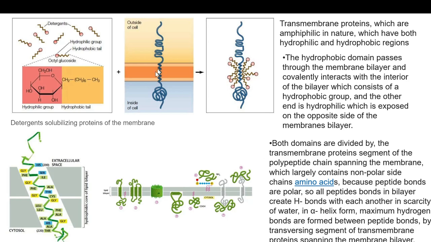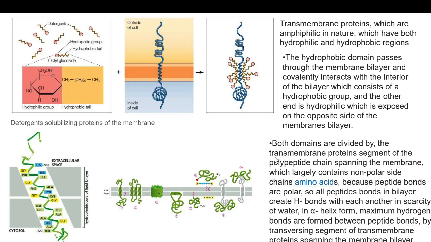These peptide bonds are polar in nature, so they will not be suitable to be present in this lipid bilayer. For that, the peptide bonds form hydrogen bonds and form a helix-like structure, where the side chains are exposed to the environment, whereas the peptide bond is inside the helix. That's why these transmembrane regions consist of mostly helical regions, as you see in this picture.